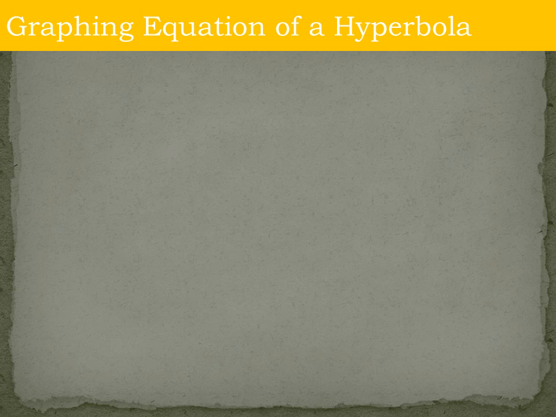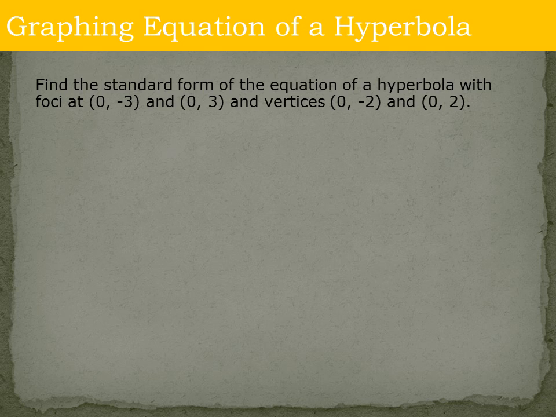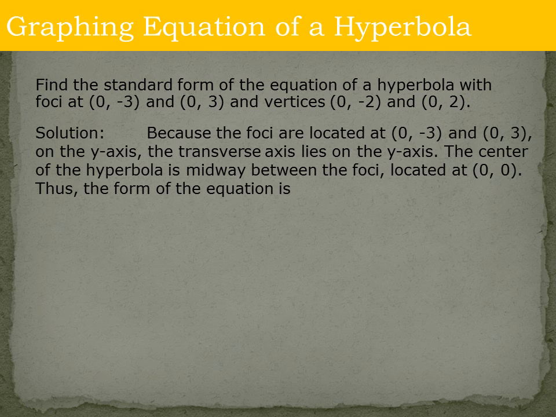Alright, so now we're going to graph the equation of a hyperbola. Find the standard form of the equation of a hyperbola with foci at (0, -3) and (0, 3) and the vertices at (0, -2) and (0, 2). Because the foci are located at (0, -3) and (0, 3) on the y-axis, the transverse axis lies on the y-axis. The center of the hyperbola is midway between the foci, located at (0, 0).